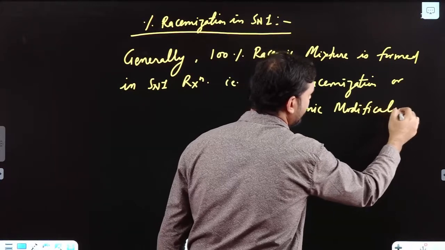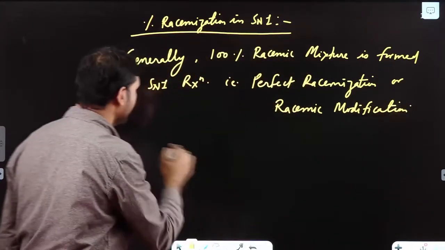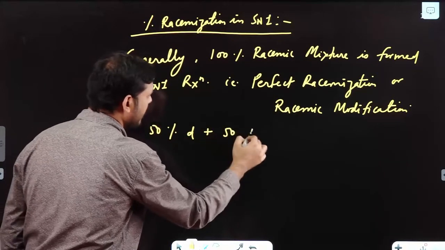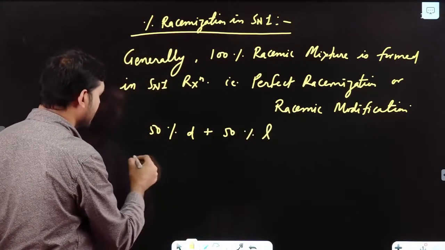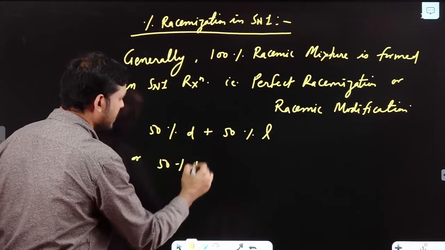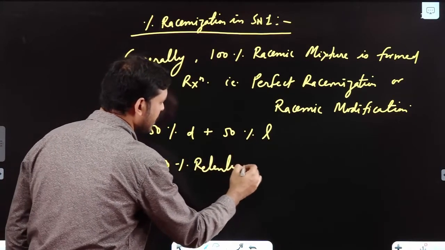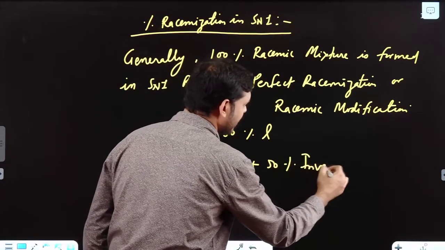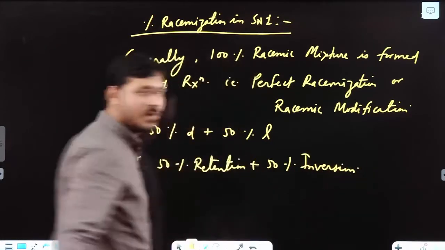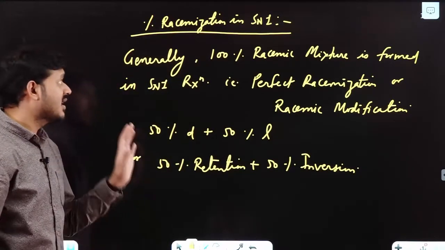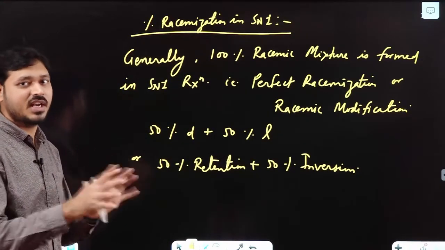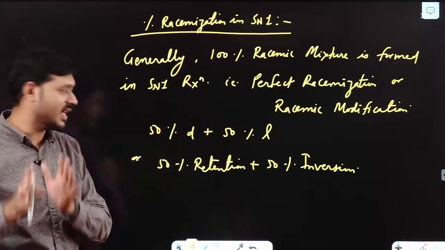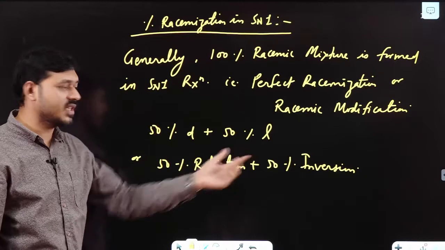Same thing. Okay. What does it mean? It means 50% D plus 50% L, or 50% retention plus 50% inversion. Okay, so you can understand generally racemization occurs 100%, 50% D, 50% L, or 50% R, 50% S. So 50% retention, 50% inversion.